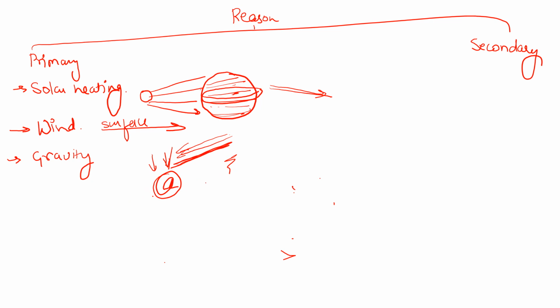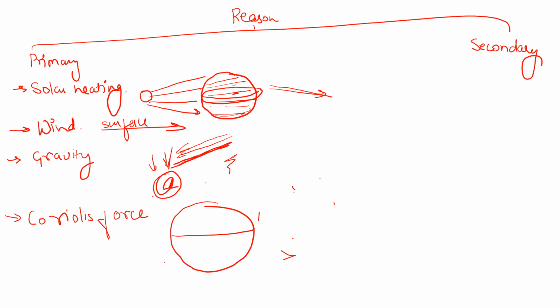Next is the Coriolis force. What exactly Coriolis force is, I'll explain in a later video. I'll make a separate video for it. But as of now, you just understand that because of this force, the water in the northern hemisphere moves towards the right, and it makes the ocean water in the southern hemisphere move towards the left. What exactly it is, I'll make a separate video for it.